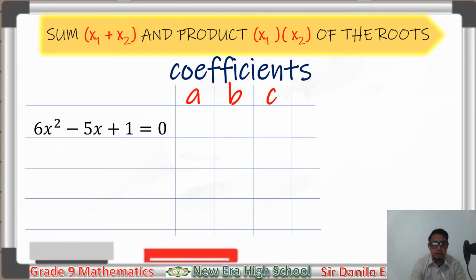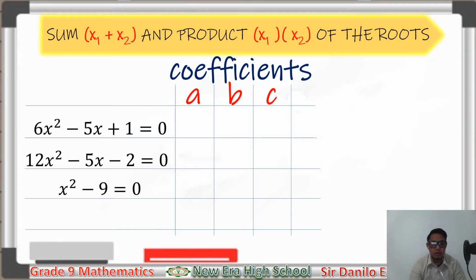So, let's have the given quadratic equations. First, 6x squared minus 5x plus 1 equal to 0. The second is 12x squared minus 5x minus 2 equal to 0. Then x squared minus 9 equal to 0. And the last one is (5x minus 6)(4x plus 7) equal to 0. First, we're going to identify the value of a, b, and c.